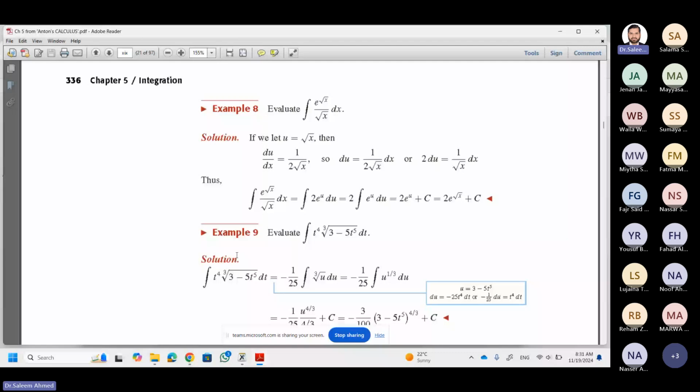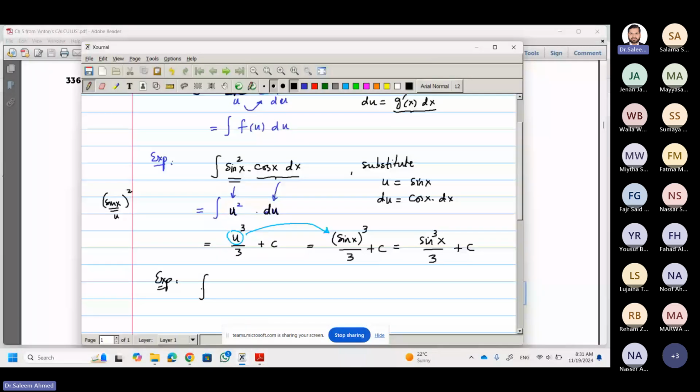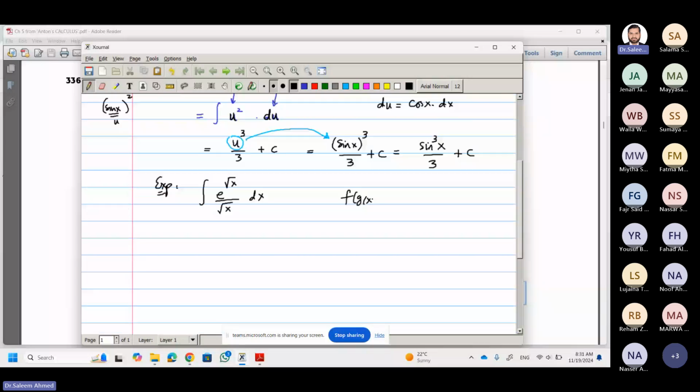Another example is given. Integration of e to the power square root of x divided by square root of x. Now you can ask where is the function? The composition is e to the power. See, f of g of x here is e to the power square root of x. So I have to pick some g(x) from there. It means I can take the power as u. But the derivative of this power is 1 over square root of x. So see, 1 over square root of x is given.